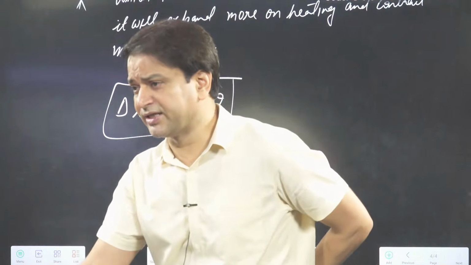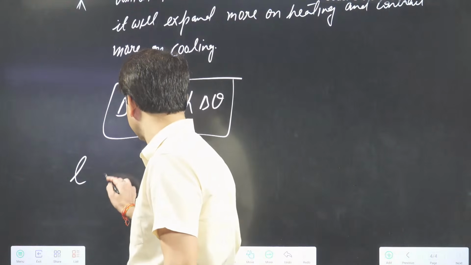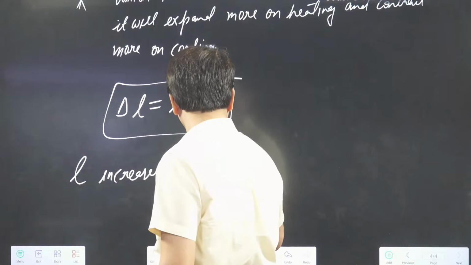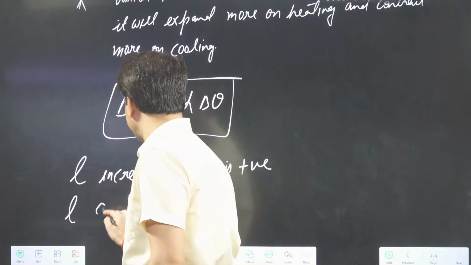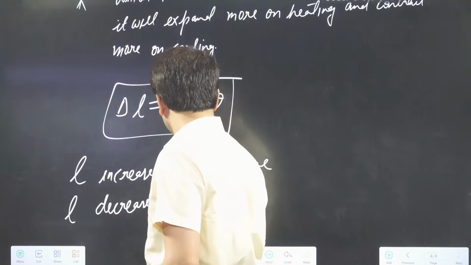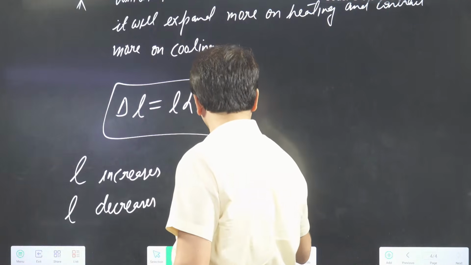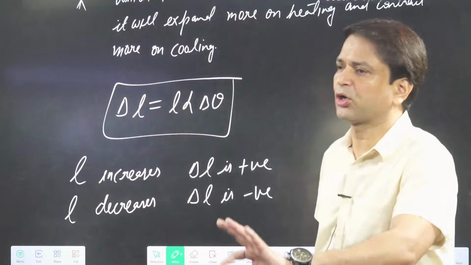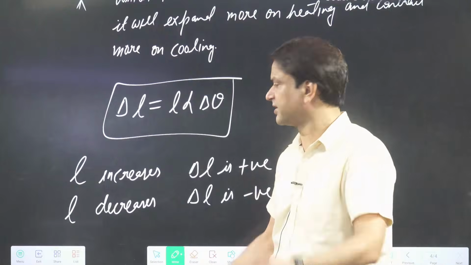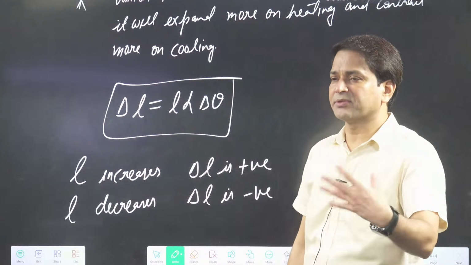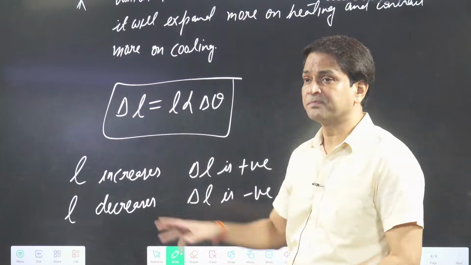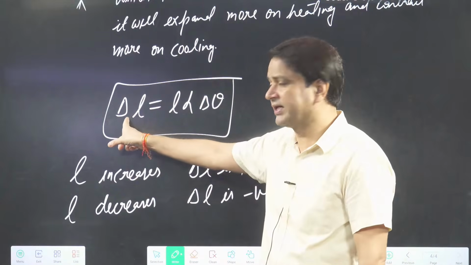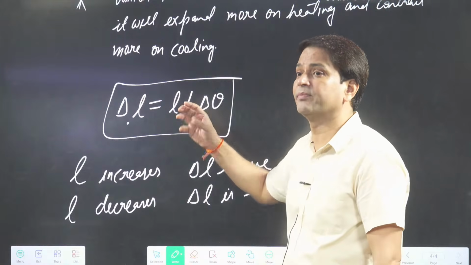If the length increases, then delta L is positive, and if the length decreases, then delta L is negative. So if I know about the expansion or contraction, I will put the delta L sign accordingly. If the rod is expanding, the length is increasing, so delta L I will put positive. If the length is decreasing, delta L I will put negative. When I put the sign of delta L, the delta theta sign I will get automatically. Delta L positive means delta theta will be positive, meaning the body is heated up.